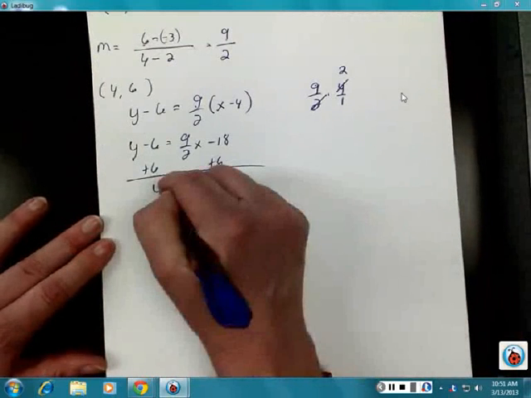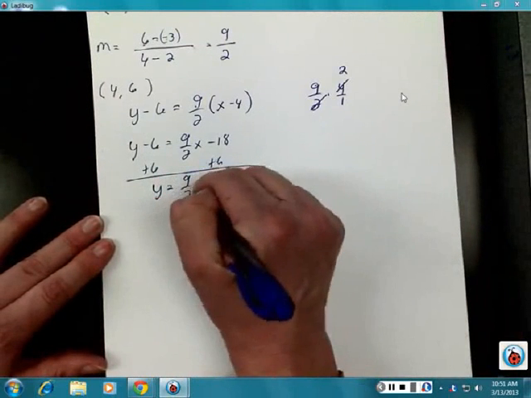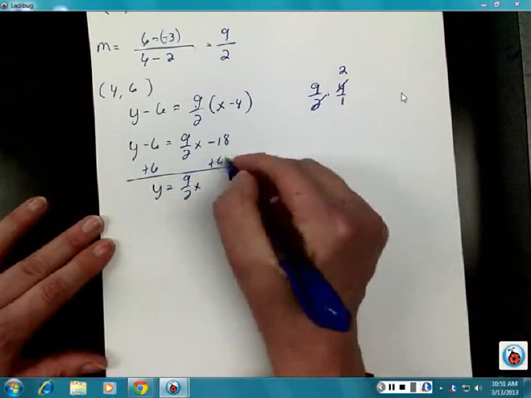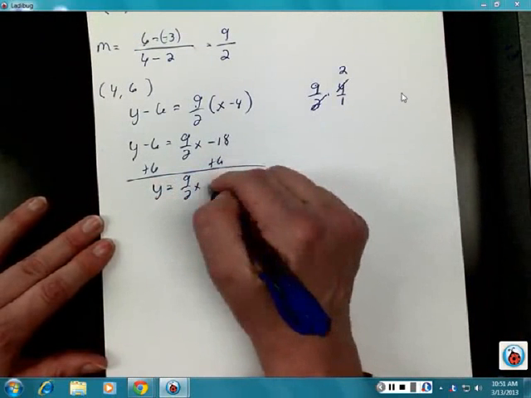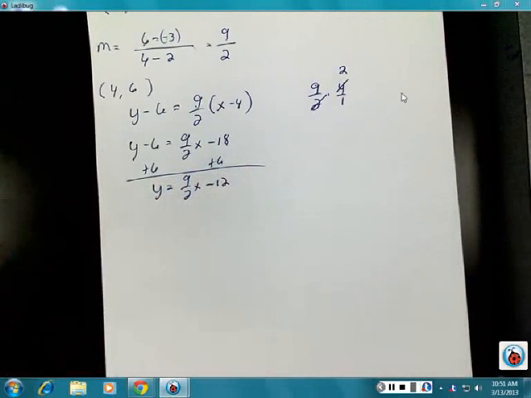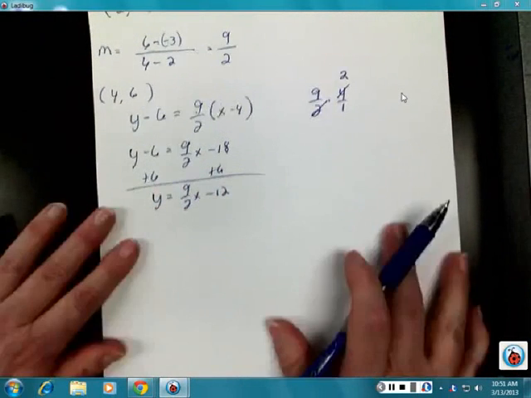And I find out y is equal to 9 halves x, negative 18 plus 6. Yep, and that's my equation. Okay, all right, so it's got some steps in it.